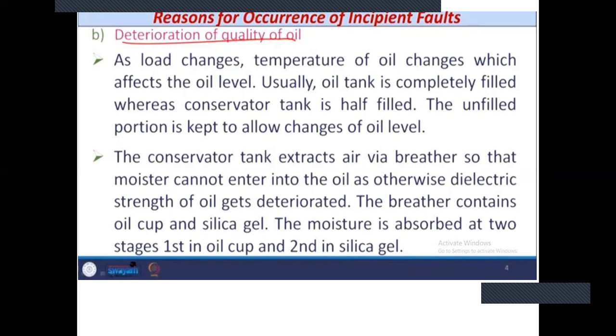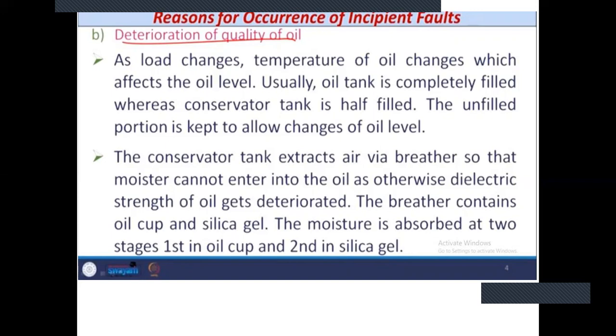Okay, this is the second reason. We know that the transformer has two tanks. One is the main tank itself, and the second is called the conservator tank. The oil tank or main tank of the transformer is completely filled, whereas the conservator tank is half filled. The reason for the half fill of the conservator is to allow the change of the oil level because of the change in load.